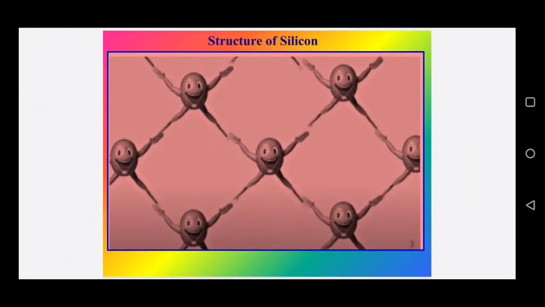When we see the structure of silicon, silicons are having 4 valence electrons. So each electron of a silicon atom is bonded with an electron of another silicon atom. So the 4 electrons of each silicon are bonded with other electrons. So the movement of electrons is blocked.